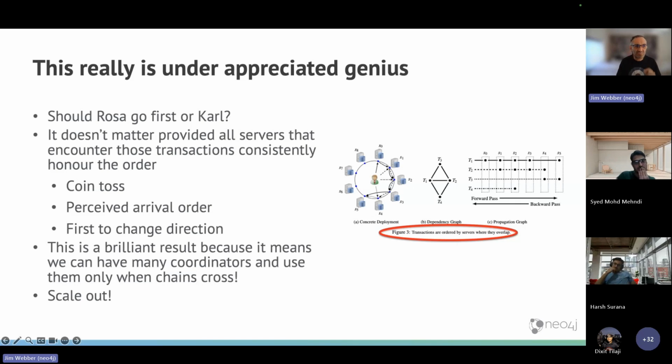And what this means is it's brilliant because we can have many coordinators and we only have to invoke the expensive thing when chains cross, when transactions contend with each other at a particular shard. And that allows us to do scale out while maintaining the kind of ACID semantics that we're used to from databases like Neo4j or Oracle or MongoDB and so on, which is very cool.